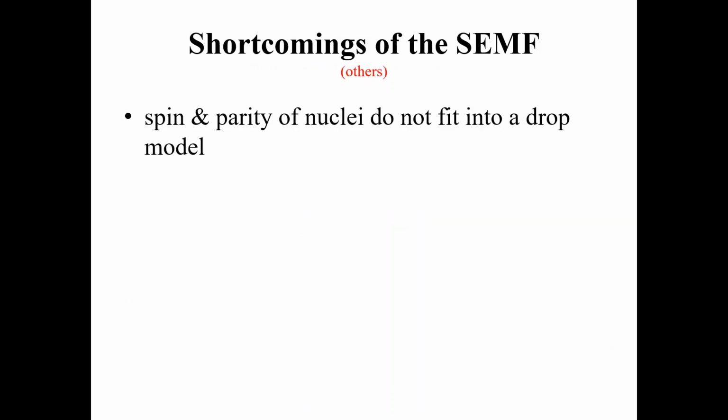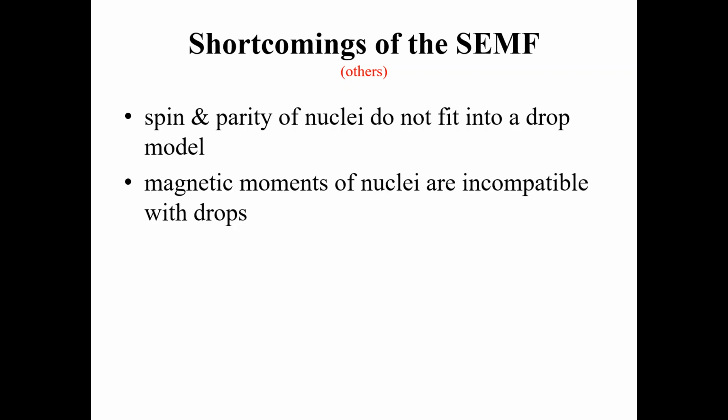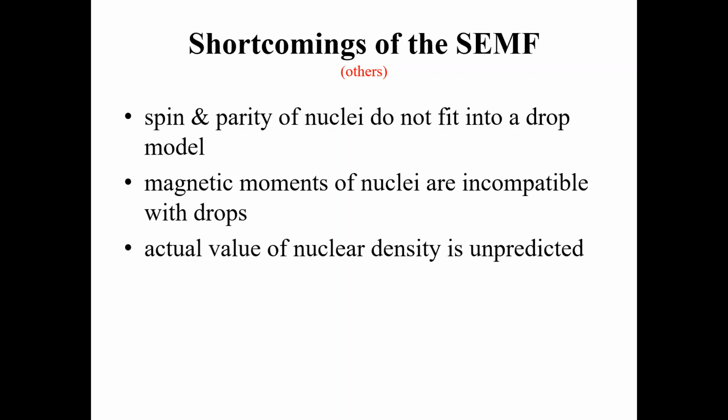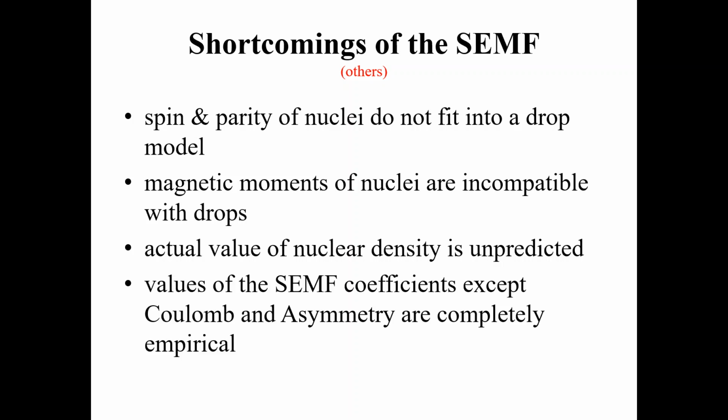Other shortcomings of the semi-empirical mass formula include that the spin and parity of the nuclei do not fit into a drop model. Magnetic moments of the nuclei are incompatible with the drop. The actual value of the nuclear density is unpredicted. The values of the semi-empirical mass formula coefficients, except Coulomb and asymmetry, are completely empirical. All these shortcomings led towards the nuclear shell model.